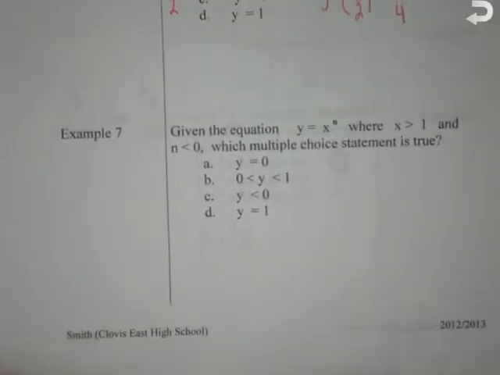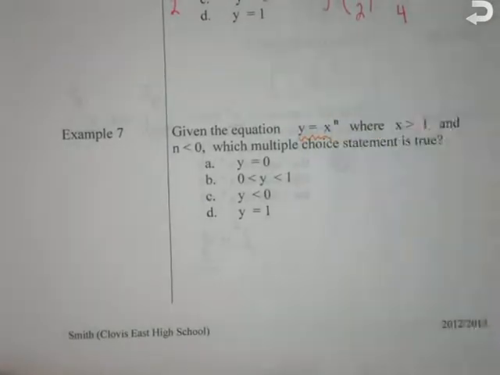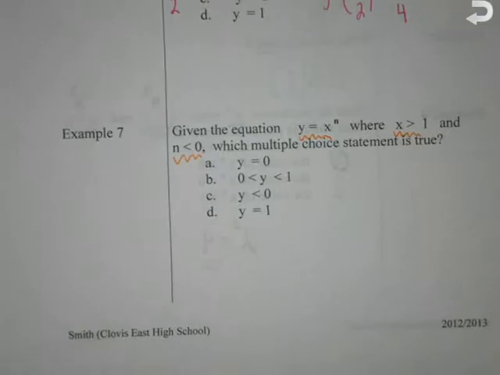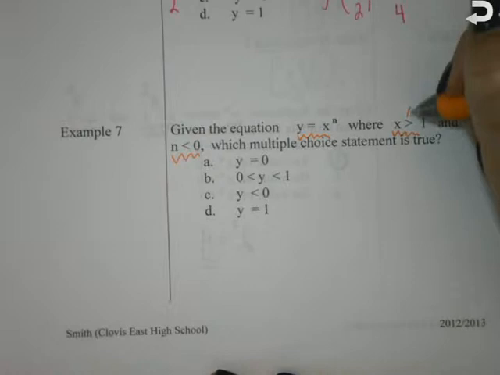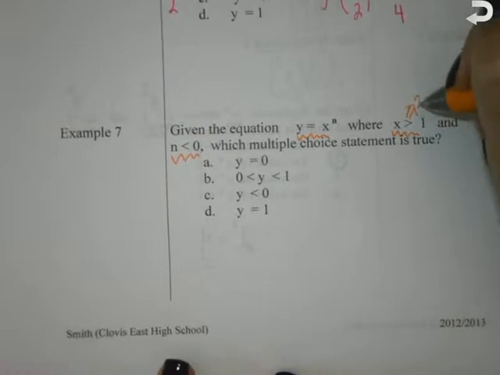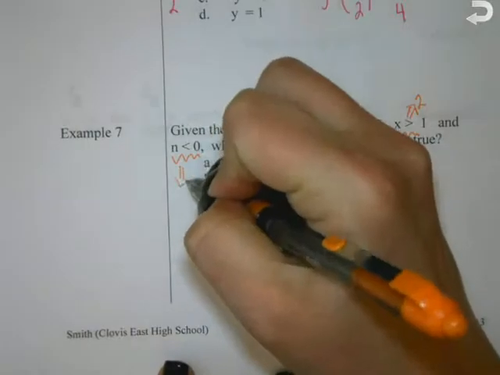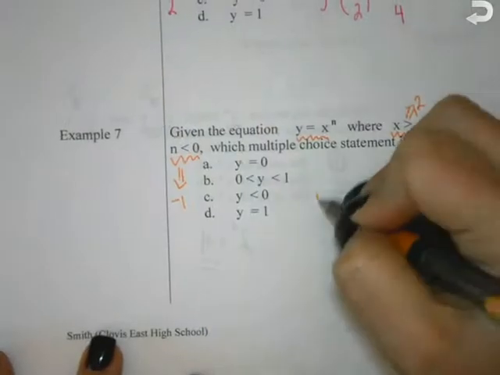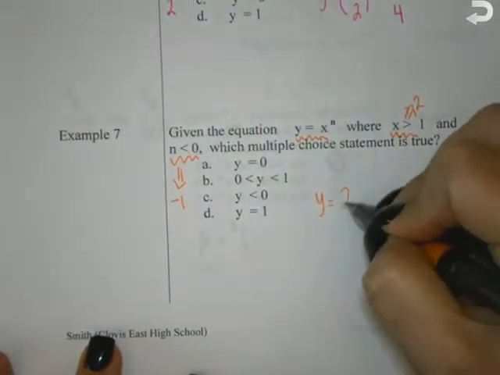Okay, last one. Here is your equation. y equals x to the n. x is greater than 1 and n is less than 0. So what kind of number do you have to pick? A negative. So plug them in, see what you get. What x did you pick? 2. Okay, now n has to be less than 0, so what n did you pick? Negative 1? Okay, so this is going to be y equals 2 to the negative 1.